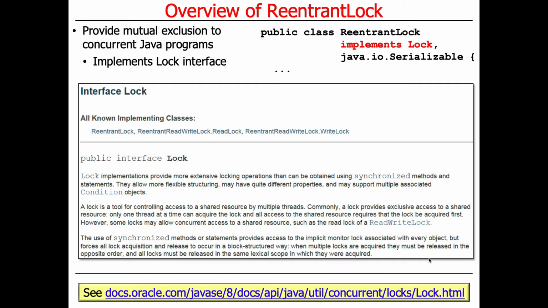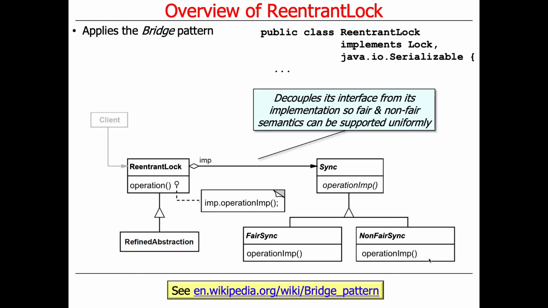So the ReentrantLock is a class that is used to provide mutual exclusion to Java concurrent programs within a process. It implements an interface called the lock interface, which you can read about here. And there's a bunch of other things that implement lock. So ReentrantLock does, Reentrant ReadWriteLock does, or Reentrant ReadWriteLock readLock, and Reentrant ReadWriteLock writeLock.